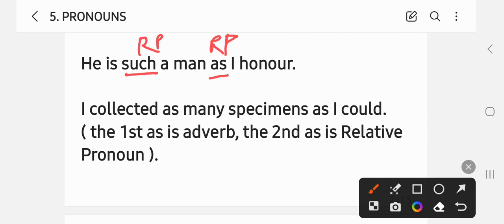I collected as many specimens as I could. As many, relative pronoun used for specimens. The first as is an adverb. The second is a relative pronoun.